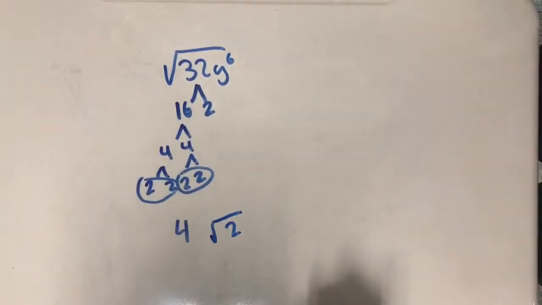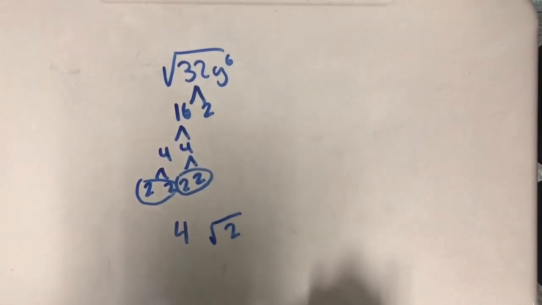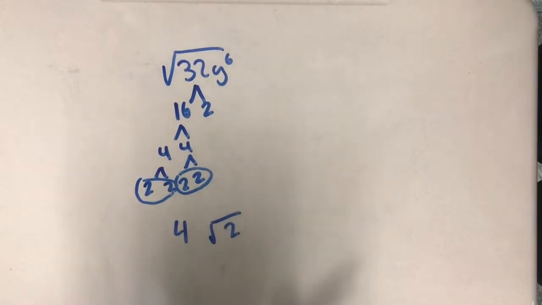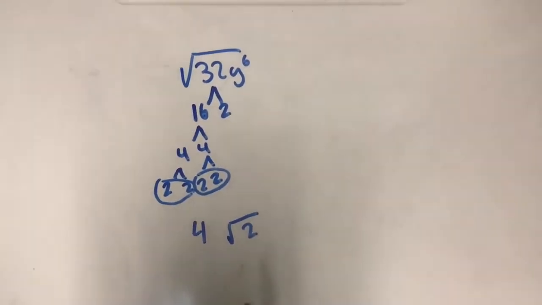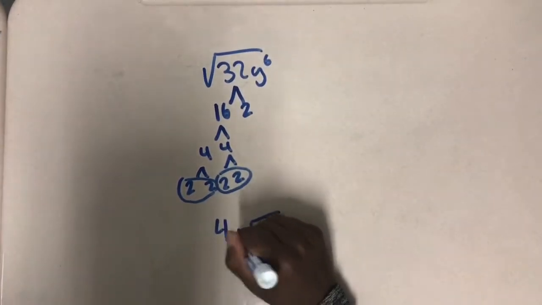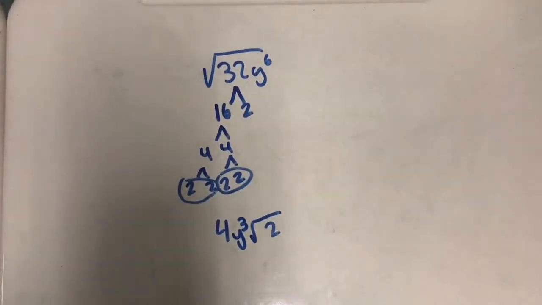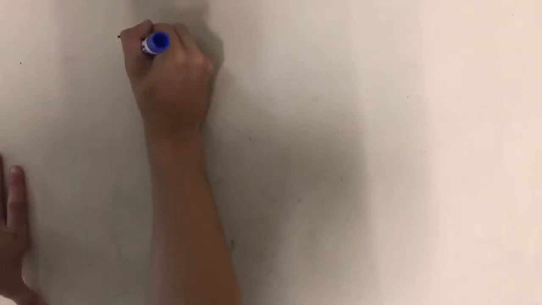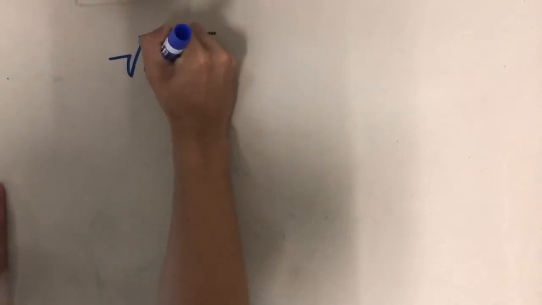So now we'll work on the variable, y to the 6th power. For this, since it's a square root, you find how many groups of 2 you can get out of 6. So for 6, there are 3 groups of 2, which means y to the 3rd will go outside the radical and nothing inside.